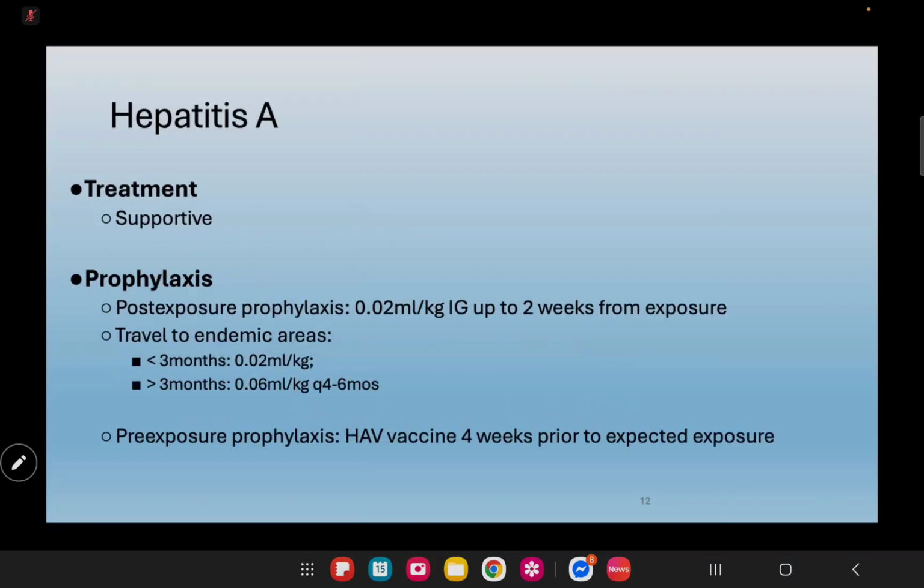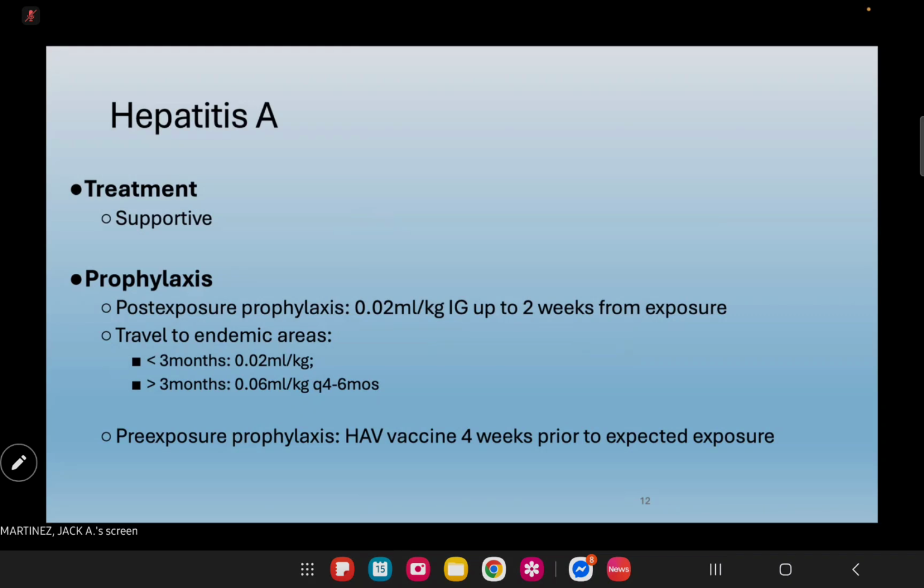For the treatment and prophylaxis of hepatitis A, it is mainly supportive. When you say supportive, you manage the symptoms. If there's vomiting, if there's signs of dehydration, then you replace with fluids. If there's abdominal pain, then you give probably hyoscine or Buscopan. So it's all supportive care. If there is fever, give paracetamol, because your immune system will eventually clear out the hepatitis A virus, though it may take phases before it will be cleared from the body.